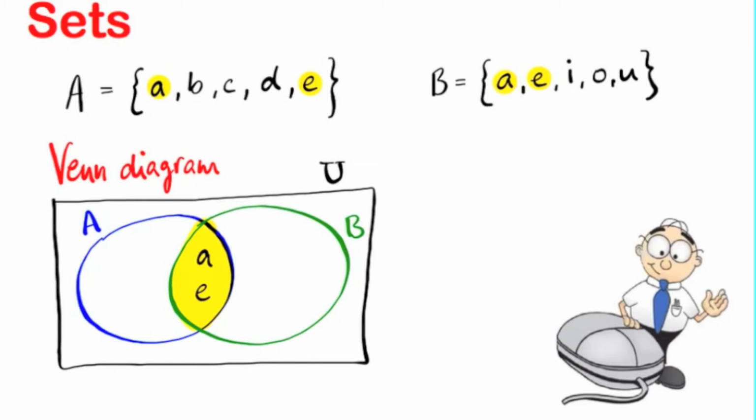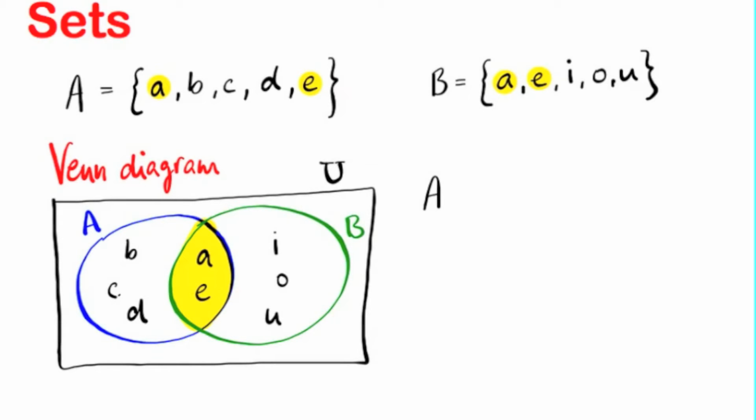Now we need to figure out what other elements are in A that we haven't used yet. We see b, c, and d are in A, but they're not in the overlap. And i, o, and u are in B, but they're not in the intersection part. They're in B, not A. Okay, now we have a Venn diagram drawn. Let's look at some types of questions you might be asked.